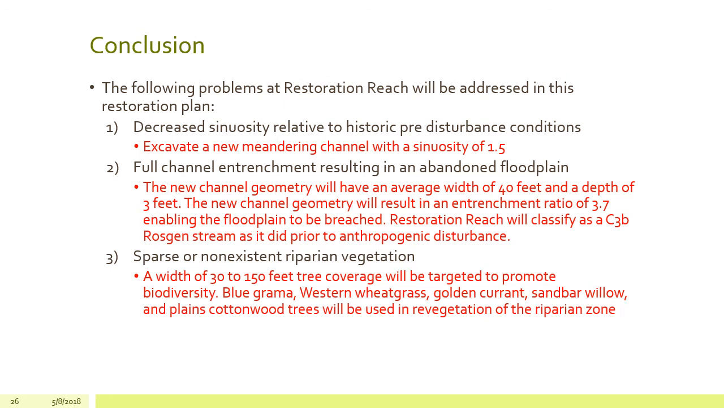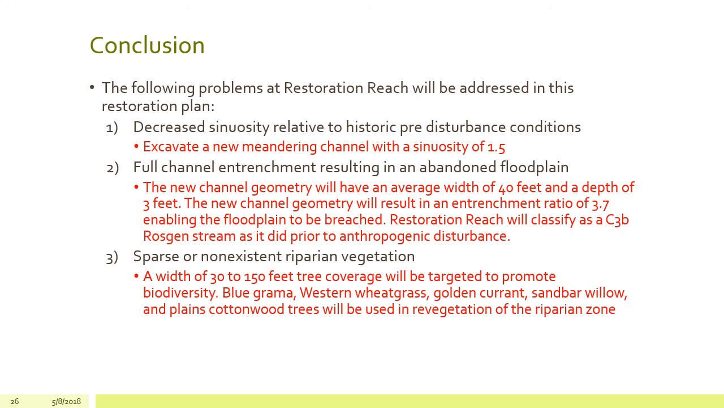In conclusion, to return sinuosity to its pre-disturbance state, I'm proposing excavating a new meandering channel with a sinuosity of 1.5. To reconnect the floodplain, I'm proposing that this new channel have a width of 40 feet and a depth of 3 feet, which will result in an entrenchment ratio of 3.7 and allow Restoration Reach to classify as a C3B Rosgen stream as it did beforehand.